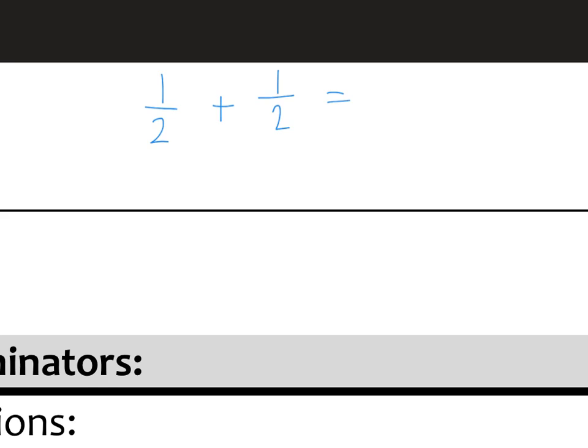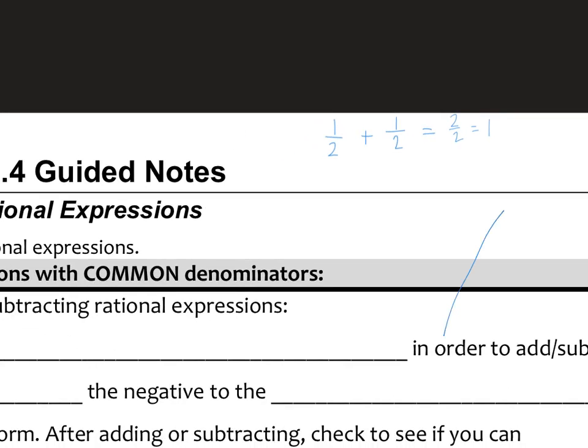But remember, when we add fractions, like 1/2 and 1/2, we end up with 2 halves, which then equals 1 when we simplify. So we're going to go through that same process today. We're going to add the numerators and then we're going to simplify. So let's start that process.